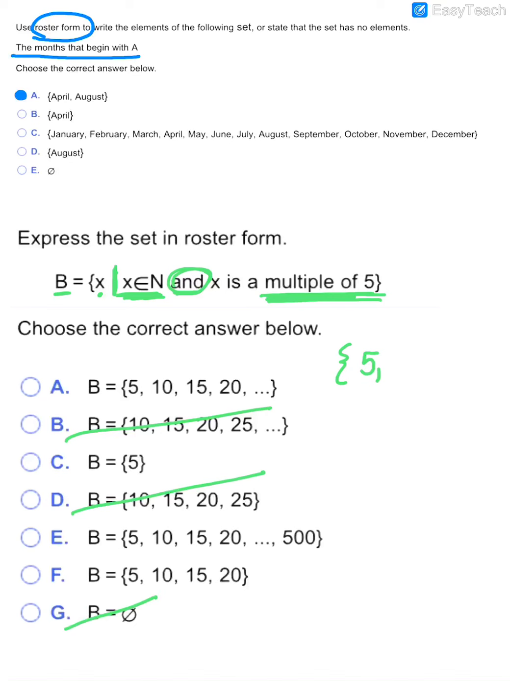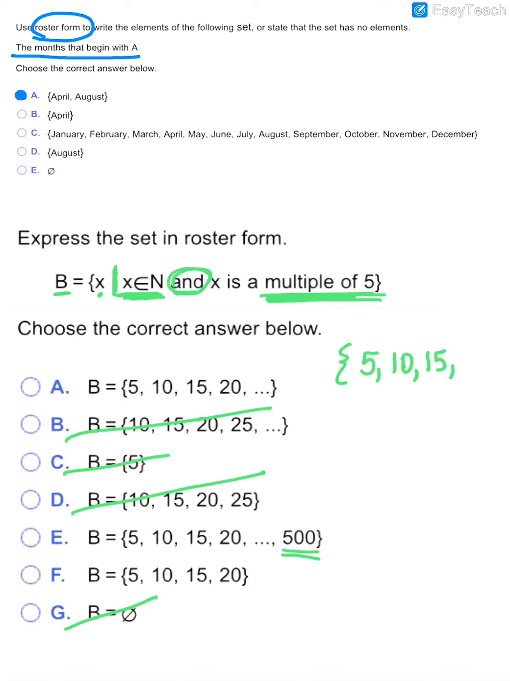The next multiple of 5 would be a 10. The next multiple of 5 would be 15. And so at this point, we can get rid of this particular answer. And so we look at the remaining choices. Now, counting numbers never stop. They just keep going. So the problem with this answer here is they're stopping at 500.